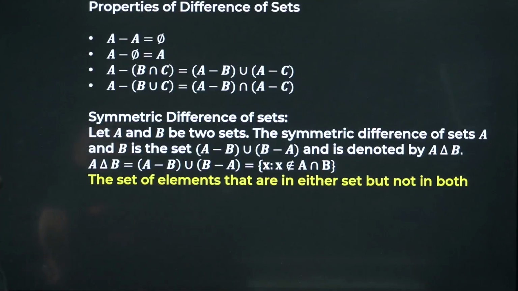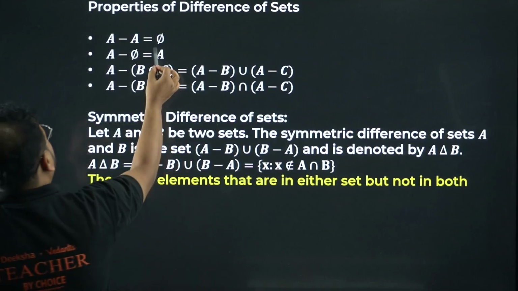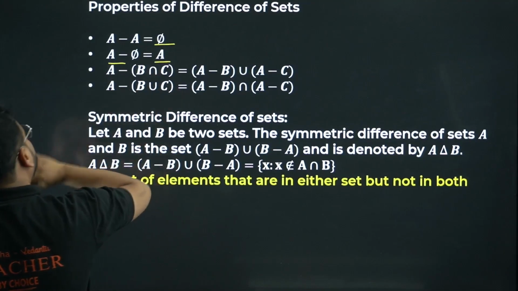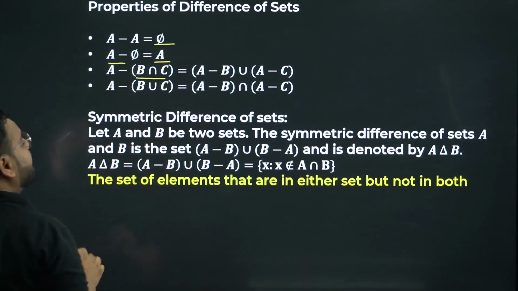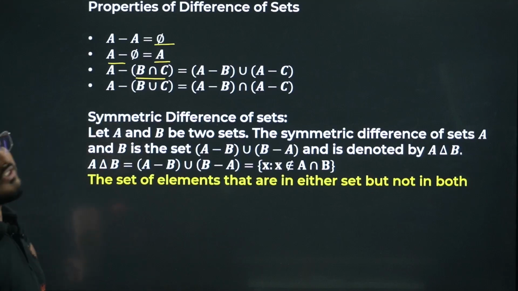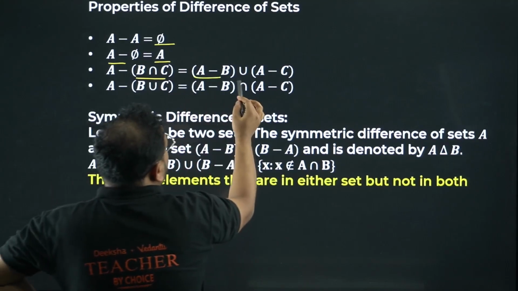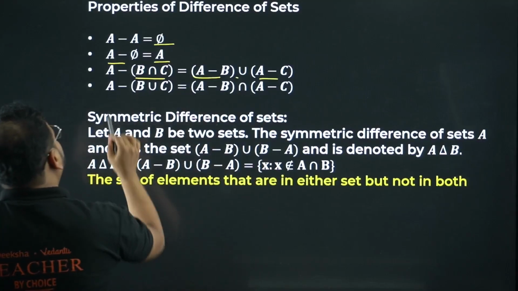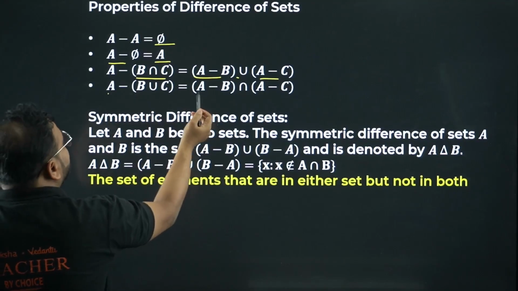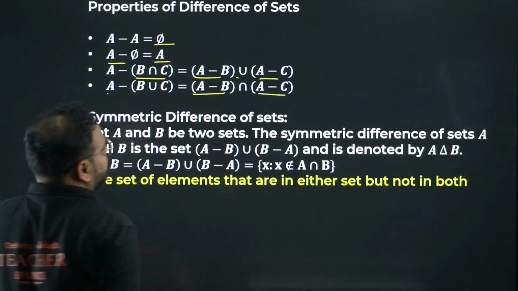Let's move on. Properties of difference. We have A minus A is nothing but the null set. A minus nothing is nothing but the set itself. A minus the intersection of B and C will be given by A minus B union A minus C. Again, A minus the union of B and C will be given by A minus B intersection A minus C.